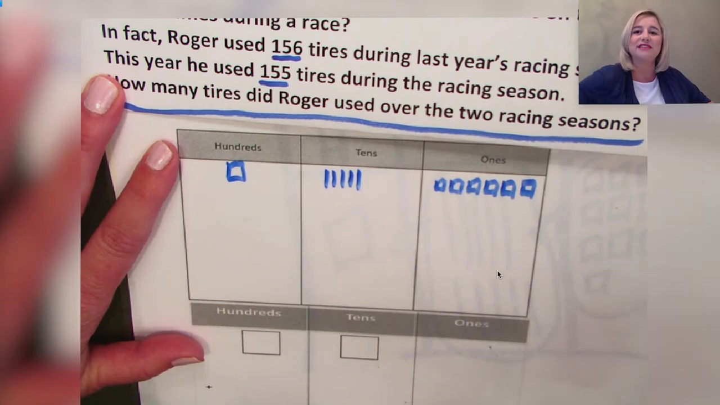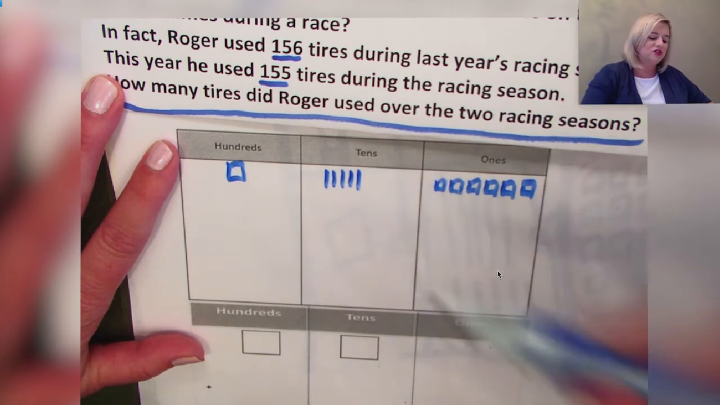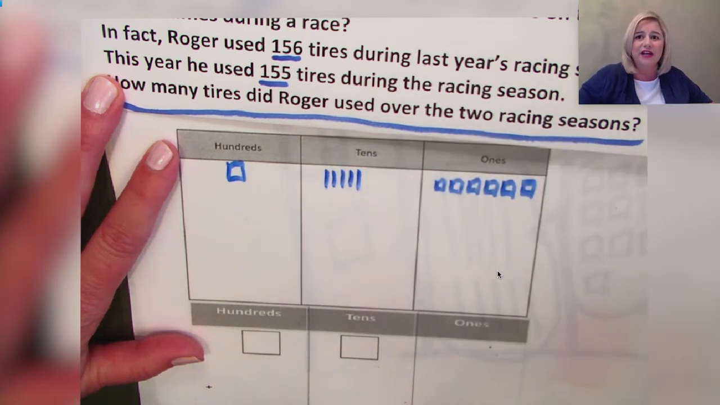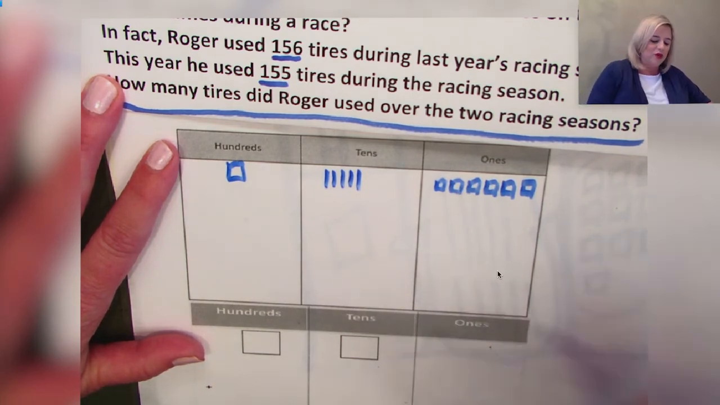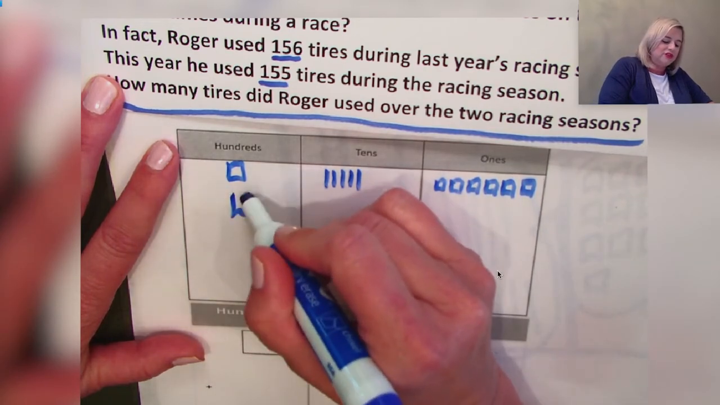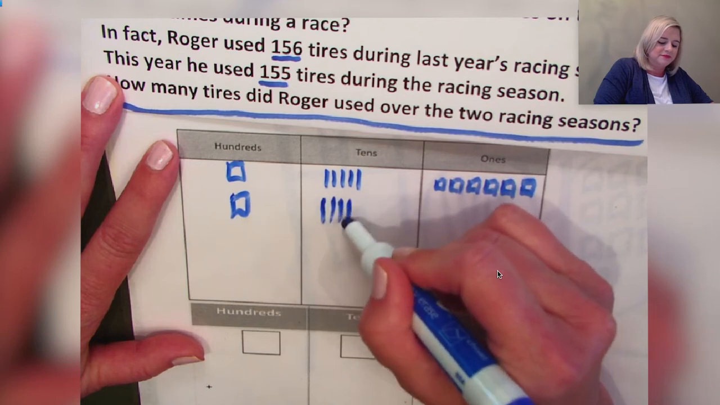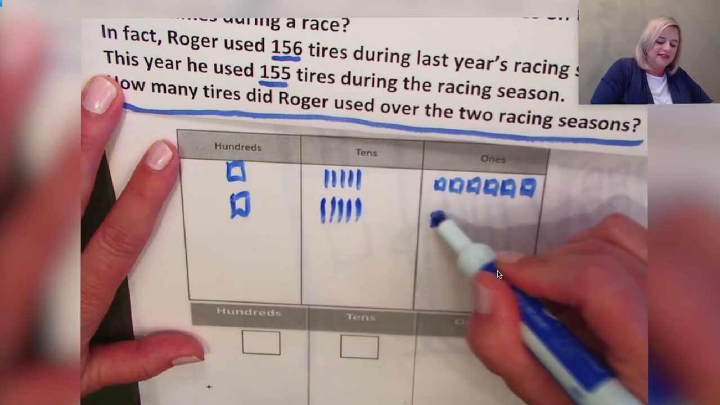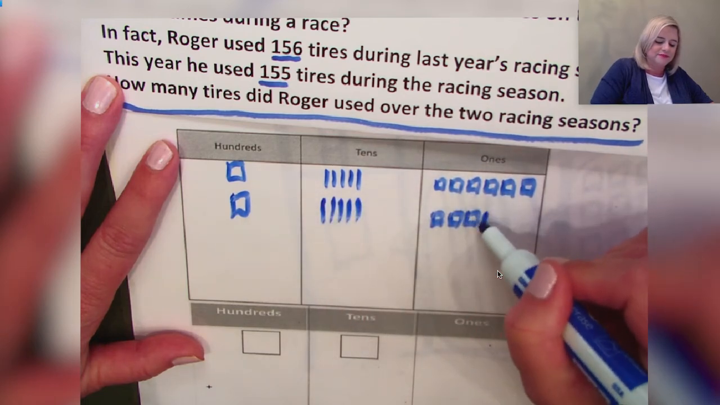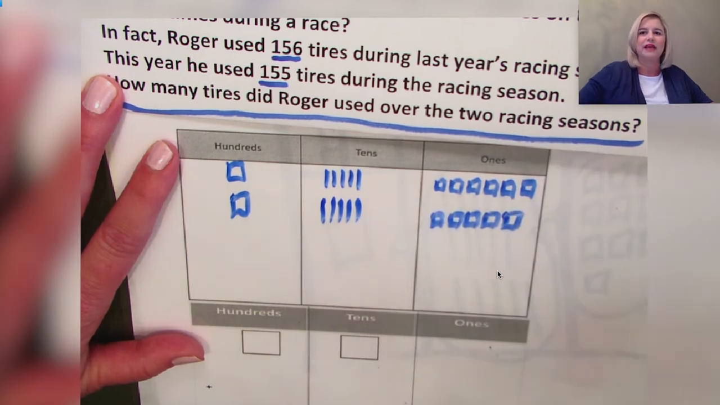Now, let's go back to the text for our next number. This racing season, Roger used a lot of tires, and he used 155 tires. So how am I going to model 155? Right, I'm going to use 100 flat, 5 10 rods, and 5 ones. Now, will you add that to your mat, please?